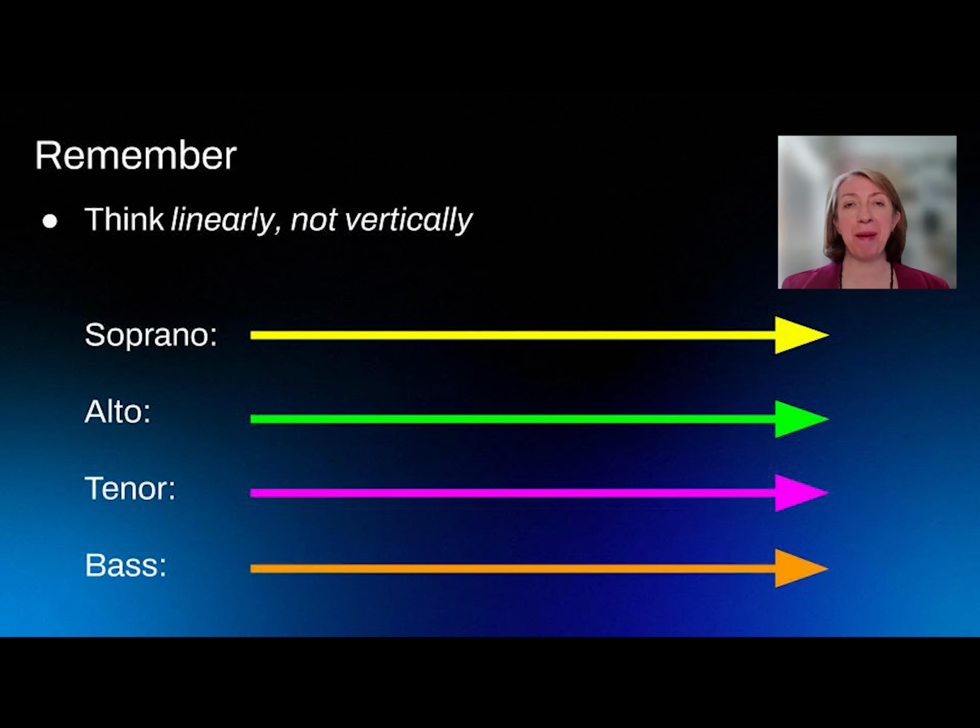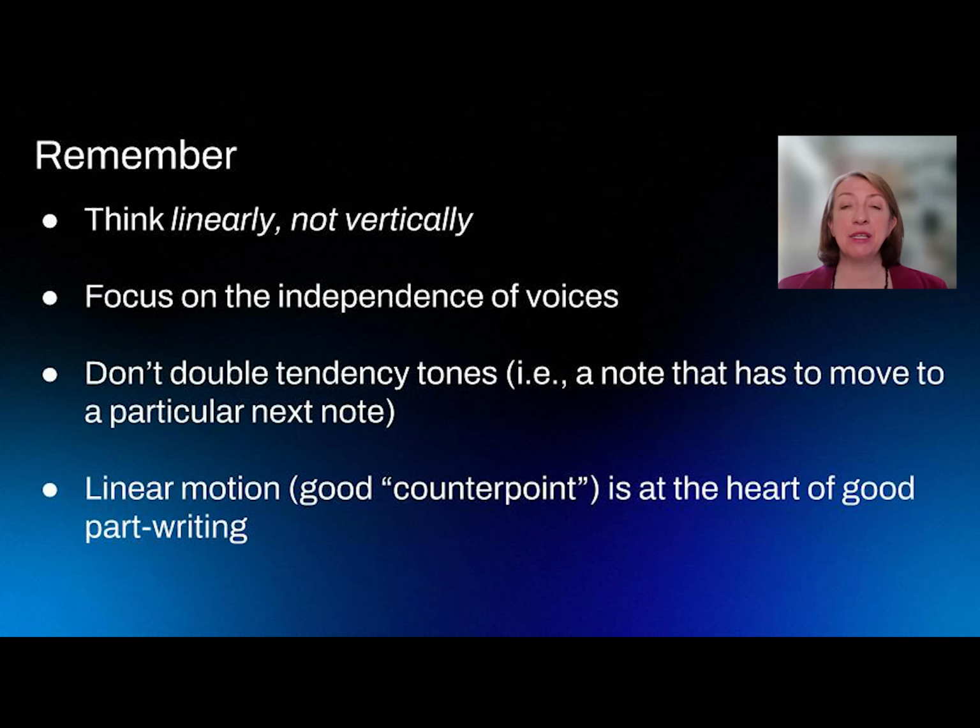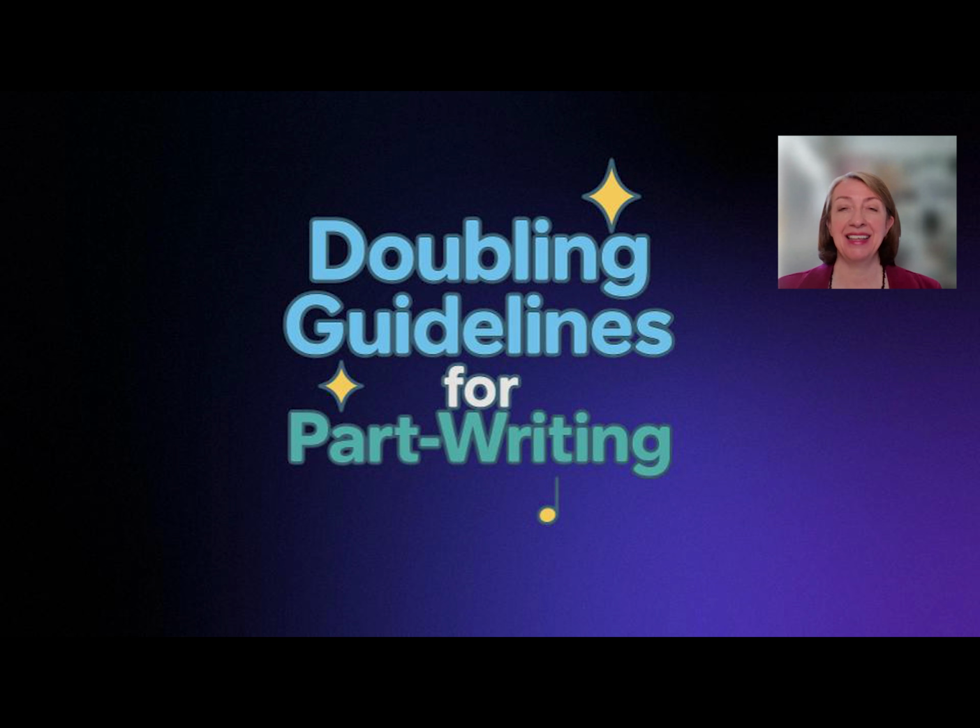So here are your notes to remember. Think linearly, not vertically. When we're part writing, we're thinking about a soprano melody, an alto melody, a tenor melody, and a bass melody. And we want to be moving through our part writing with our attention on the linear motion. Focus on the independence of the voices. Don't double tendency tones, and those are any note that has to move to a particular next note. And always keep linear motion at the heart of your part writing to create good part writing. That is a summary of your doubling guidelines for part writing.